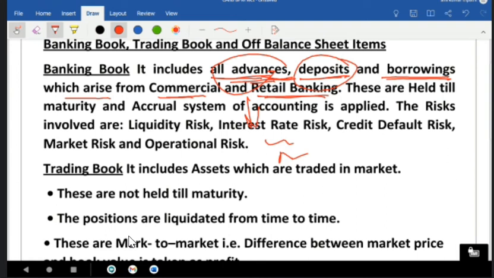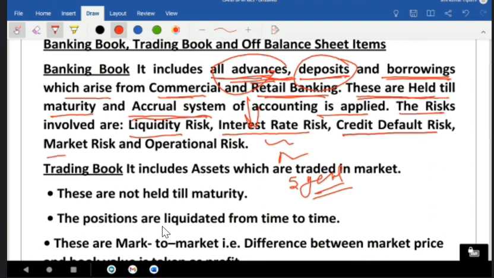These are held till maturity and the accrual system of accounting is applied. Held till maturity means we wait for the time to come. Like somebody has taken a loan for 5 years, so we wait for the 5 years. It's not that next month we are going to sell it, or we call the customer to pay the interest. Accounting is done on the accrual system. Accrual system means whenever a liability or loan arises, we take it into the books of account. The risks involved are liquidity risk, interest rate risk, credit default risk, market risk, and operational risk. So these are the risks involved in the banking book.